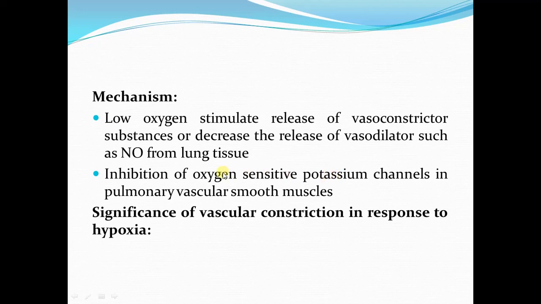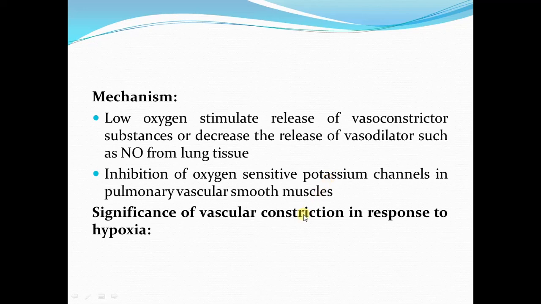Now, inhibition of these oxygen sensitive potassium channels causes depolarization and activation of the calcium channels, opening of the calcium channels, which cause influx of calcium into the smooth muscles of the blood vessels, and this in turn triggers the contraction and results in vasoconstriction. Now, whatever is the mechanism of this vasoconstrictor response to low PO2, the significance is very important.